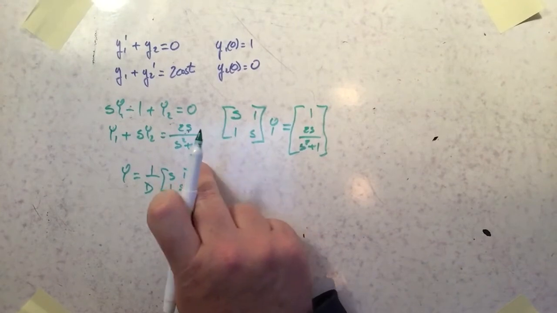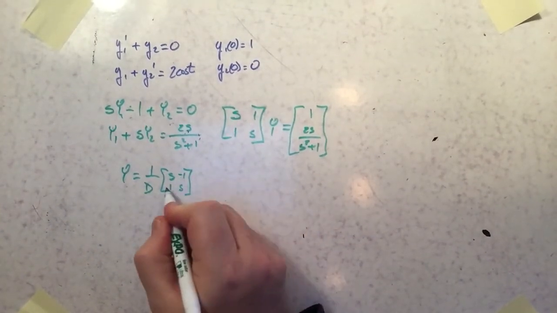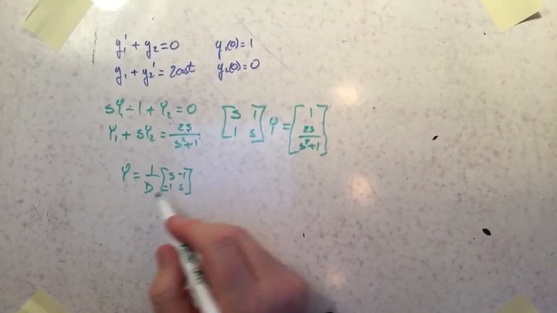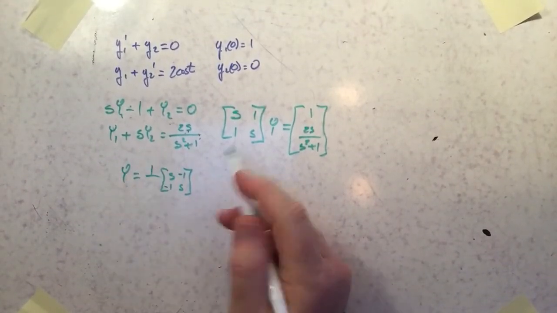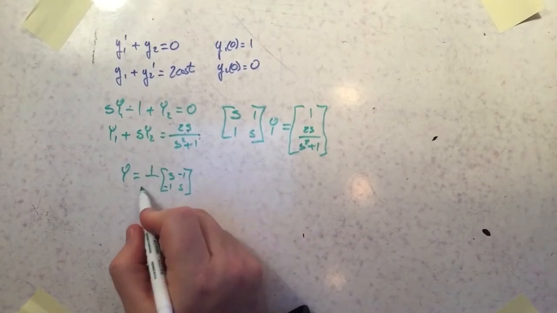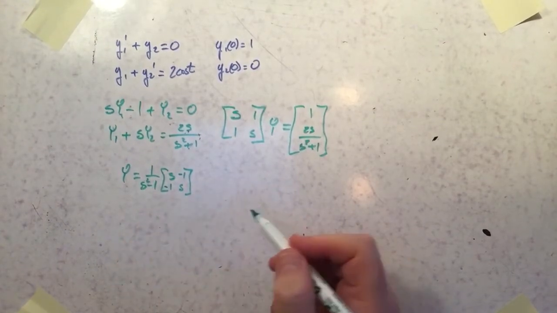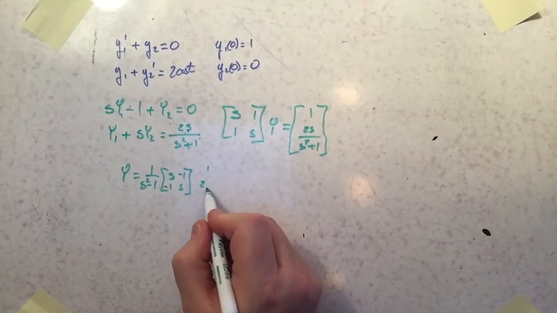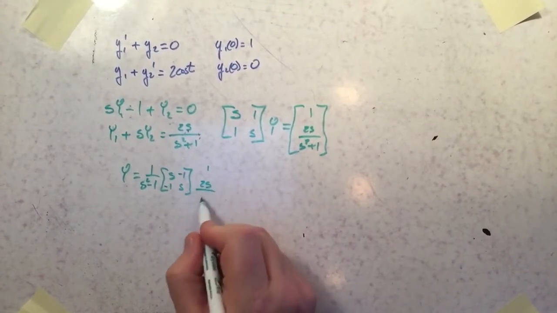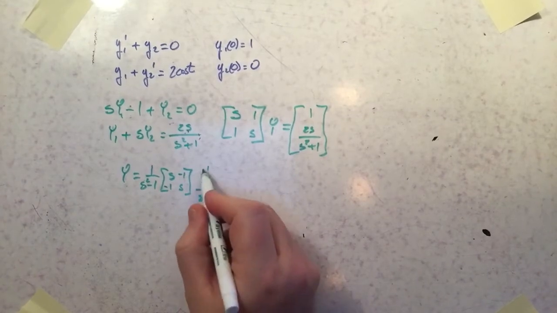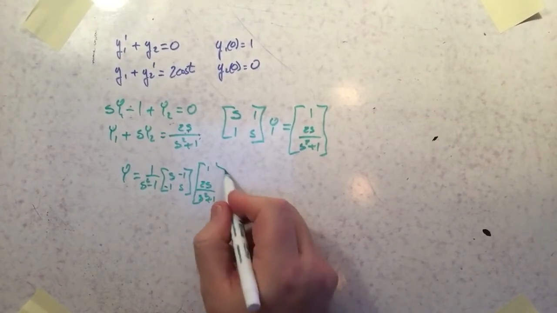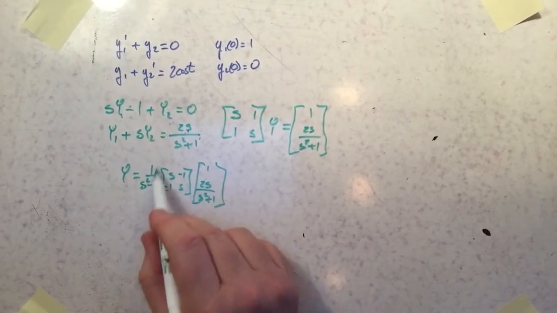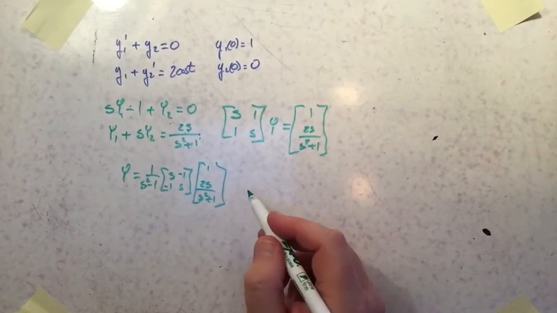And I can go ahead and do this inverse really easily. For a 2 by 2, it just means negating this diagonal and swapping this diagonal. And I can write in the determinant too. It's just going to be s squared minus 1. And then the answer matrix is what it's multiplied by. So it's 1 over 2s over s squared plus 1. Okay, so let's work out first what the product is of the inverse matrix times this, and then we'll divide it by s squared minus 1 at the end.